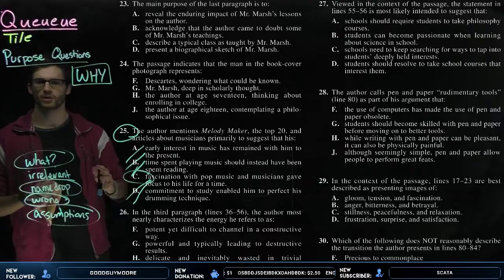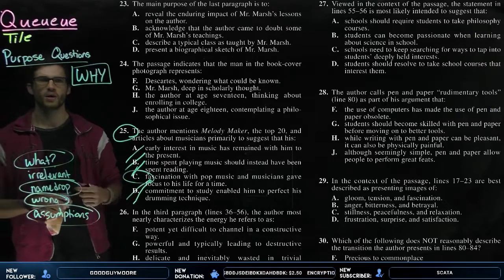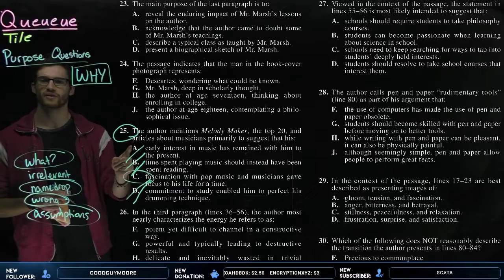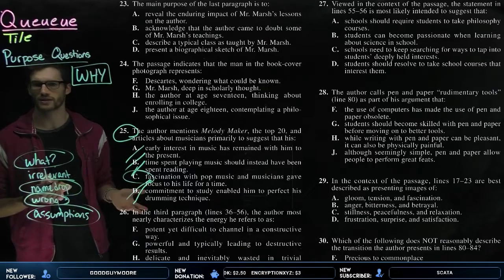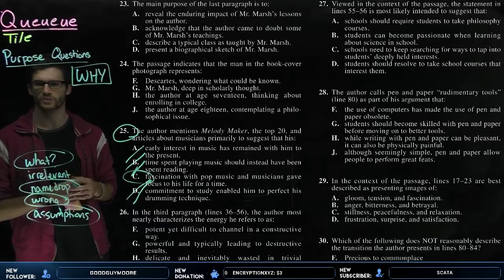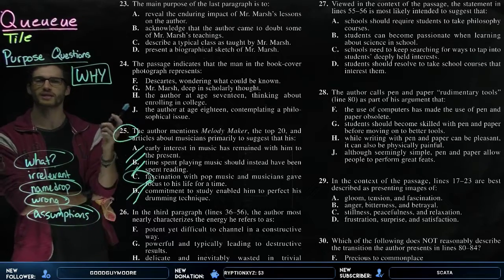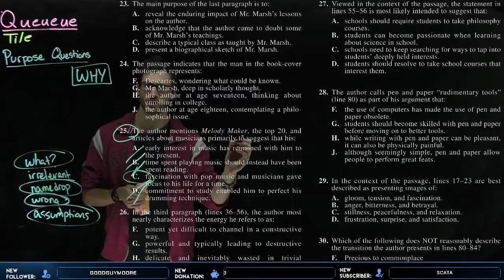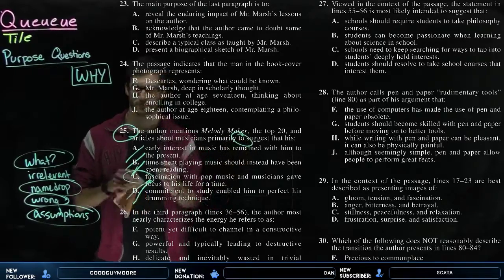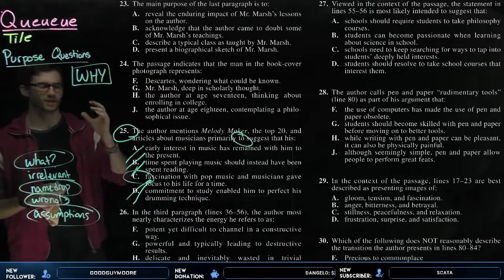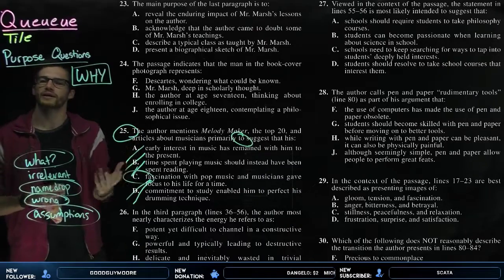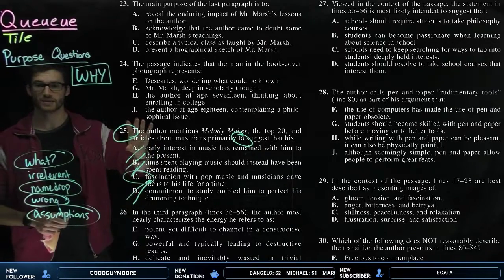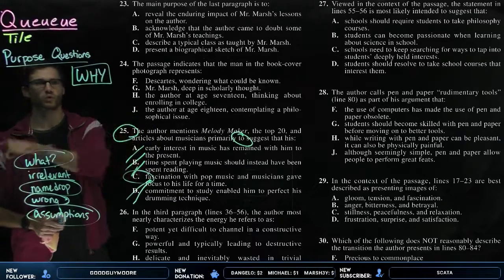But these are purpose questions, okay? The most important thing is why. As soon as you see a purpose question. Now, notice 25 doesn't say the word purpose. It's very nice if it does, but it's not that hard to recognize when it is. The author does this thing to. The word to is very common in these purpose questions. If they say the author does this to, they've already explained the what. They're not asking what did the author say. They're saying the author said this to do what.